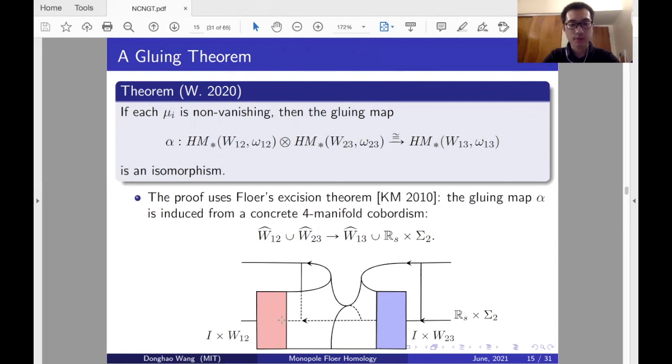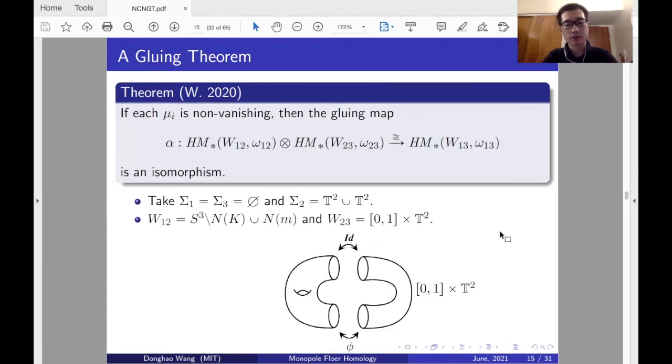So this red rectangle represents a time interval cross W12, and this blue rectangle represents a time interval cross W23. In the middle, we have a saddle cobordism cross sigma 2. On the top of this cobordism, we have the completion of W12 and the completion of W23. And on the bottom, in the front, we have the composition W13. And on the back, we have this standard cylinder R cross sigma 2. So the proof uses some existing technique and it's not very mysterious. Nevertheless, I still find this theorem particularly useful, and you can easily derive many useful corollaries.